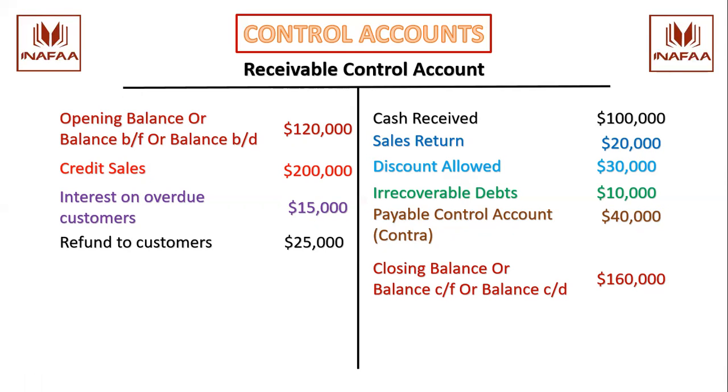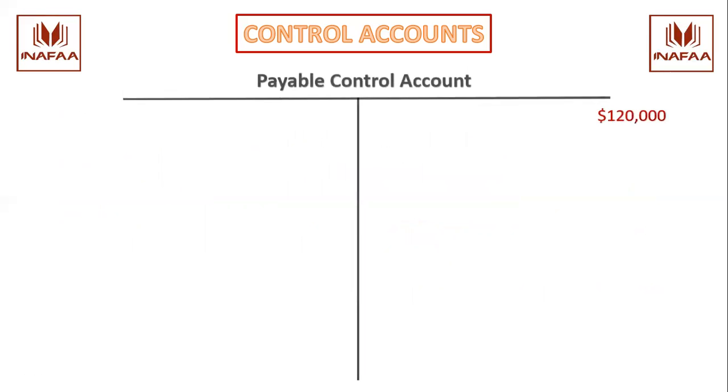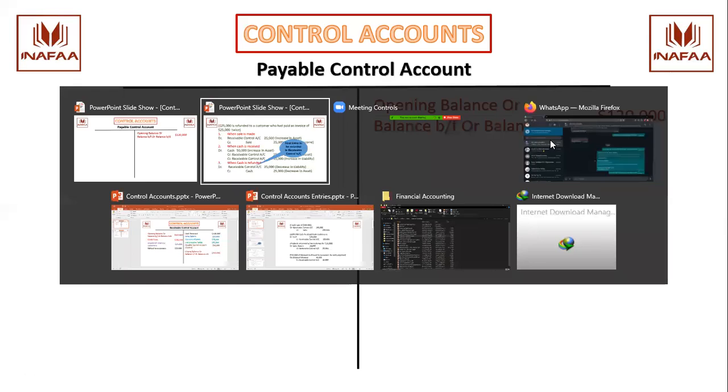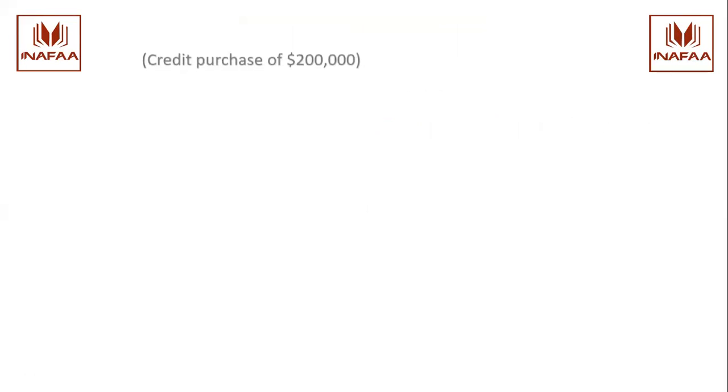I'll now move to the payable control account because the account is the same. It is for the payables, but now the entries would be opposite because payable is our liability. The opening balance would be written on the credit side. Liability always has a credit balance, so the opening balance, as I told you, is written on the same side. It's also called balance brought forward or balance brought down, as we already discussed. So let's go for the payable transactions.